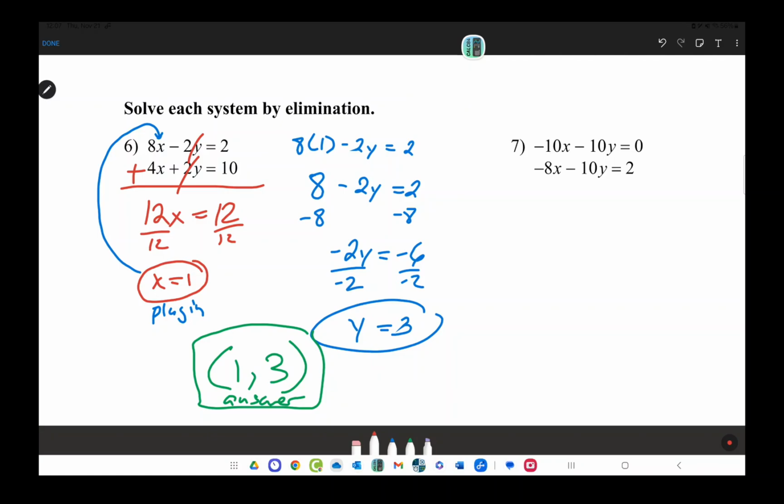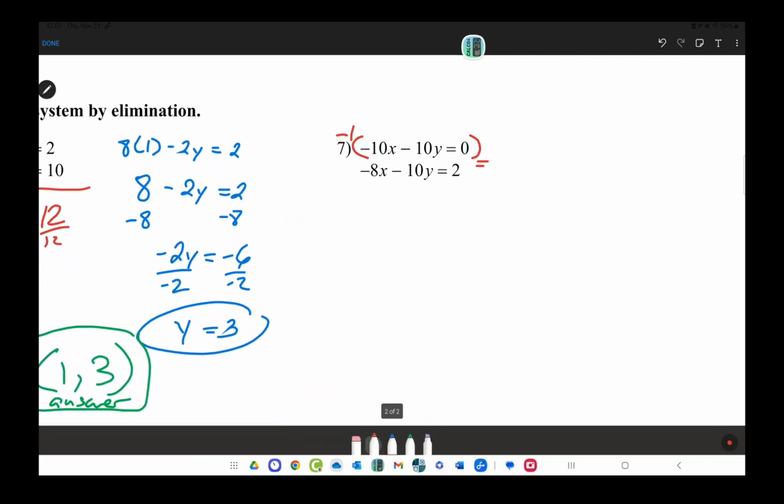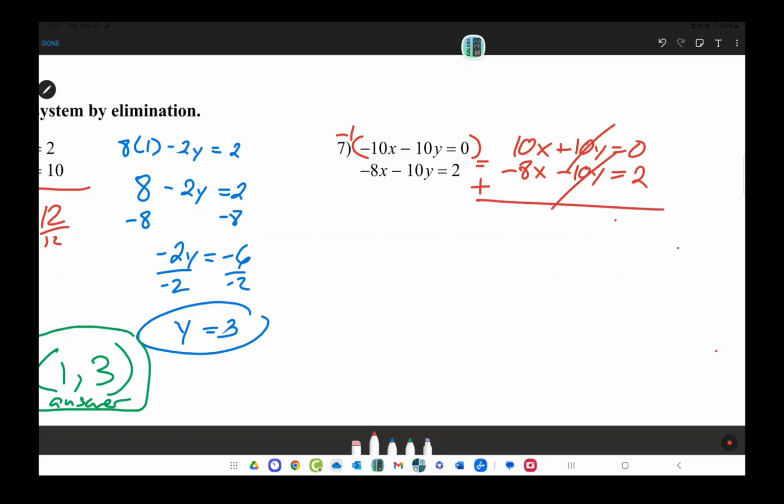So you will have one question in which you do have the same number, but you don't have the opposite sign. So I get the opposite sign by multiplying one of these by negative 1. Doesn't matter which one, top or bottom. Just pick one and multiply. That gets you 10x plus 10y equals 0, and we didn't change anything on the bottom. Negative 8x minus 10y equals 2. So now when we add, the y's are going to cancel.